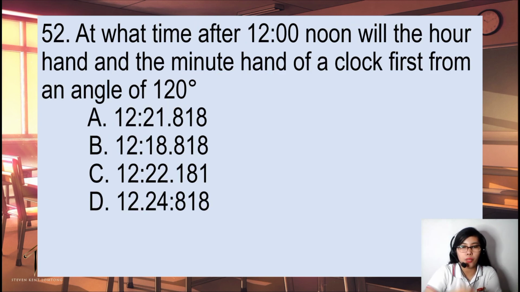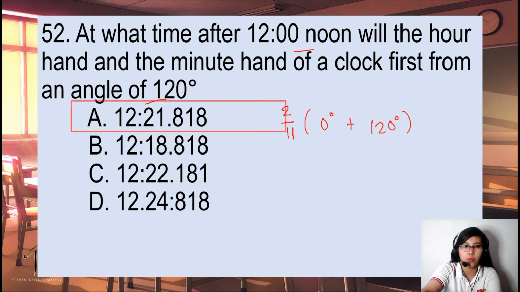Next, at what time after 12 noon will the hour hand and the minute hand of a clock first form an angle of 120 degrees? Same, 2 over 11. 12 noon is 0 degrees, then our final angle is 120 degrees. So let's just input it, and our answer would be 12:21.818.